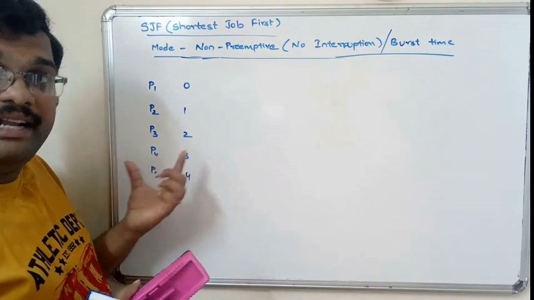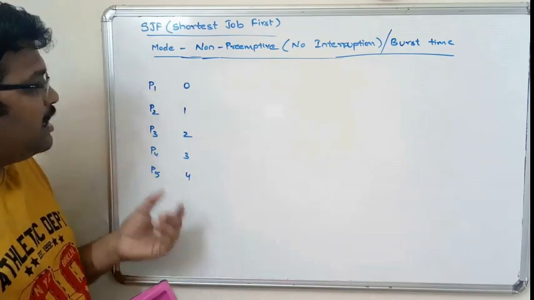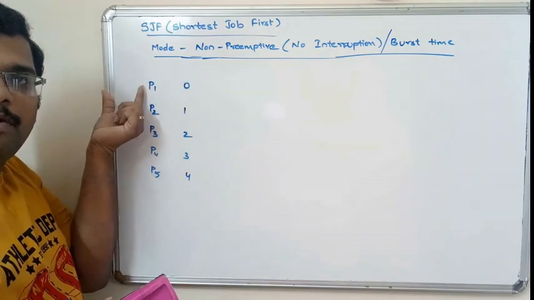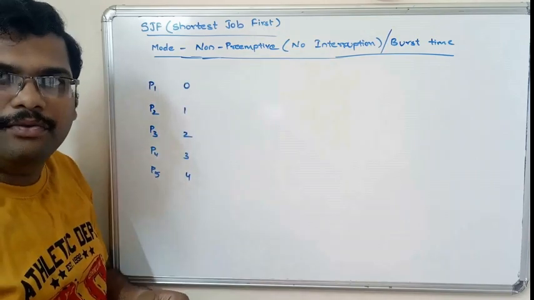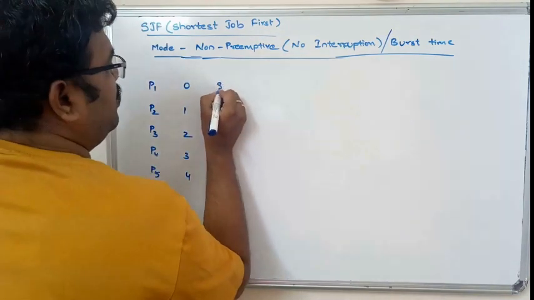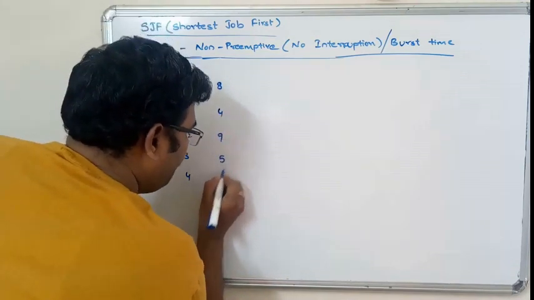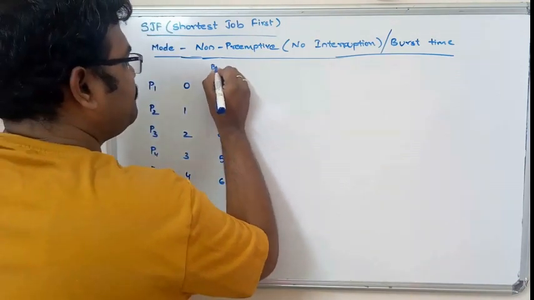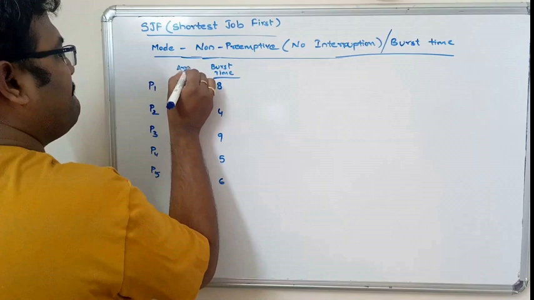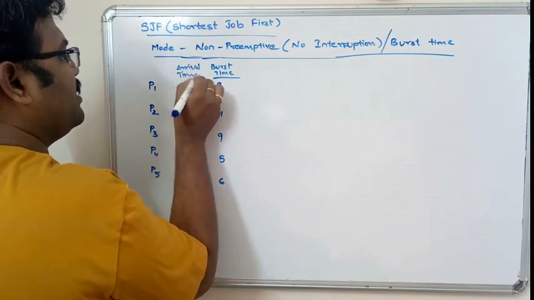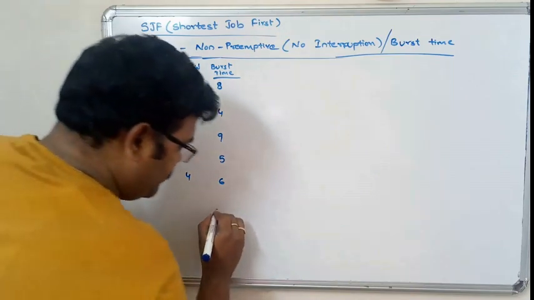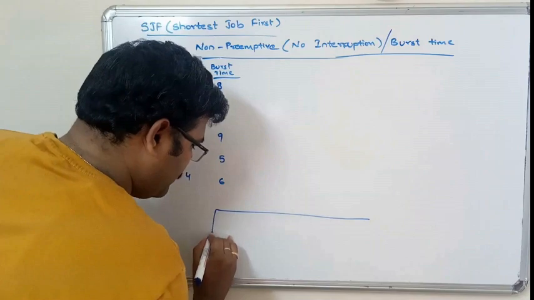Again, this arrival time is relative, it's not absolute. That means the lower the number, the earlier the process enters into the ready queue. It is the order in which processes enter the ready queue. Next, this is the burst time, and this is the arrival time. For this we have to prepare the Gantt chart. So let us prepare the Gantt chart.